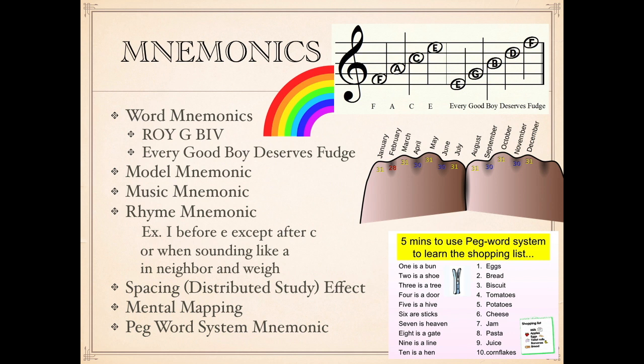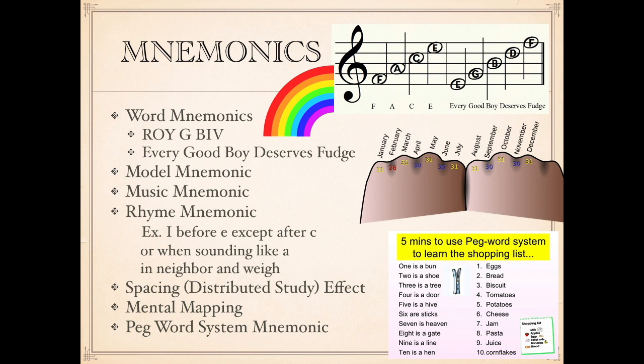Eight is a gate made of spaghetti or linguine. Nine is a line of juice spilled on the counter. Ten is a hen with Kellogg's Corn Flakes on the box. All right, you got it.